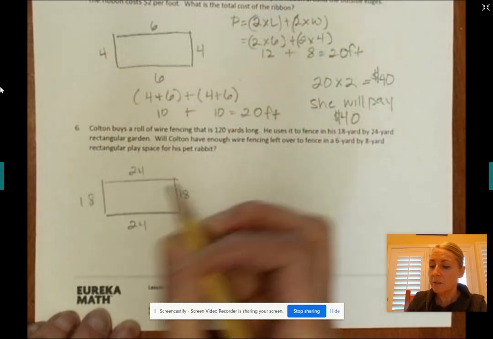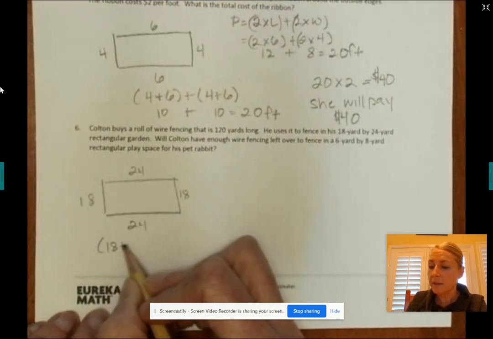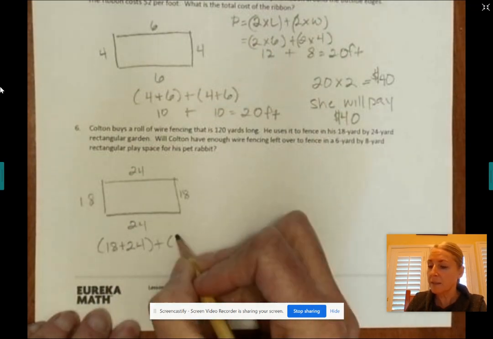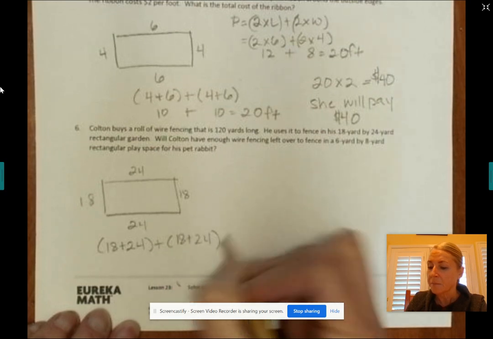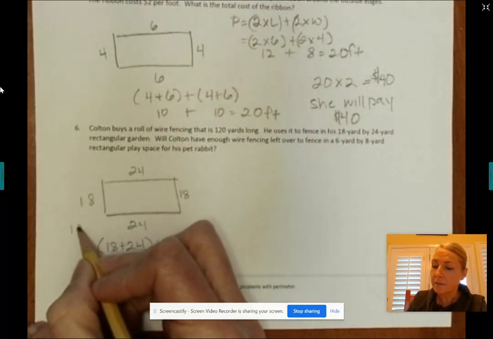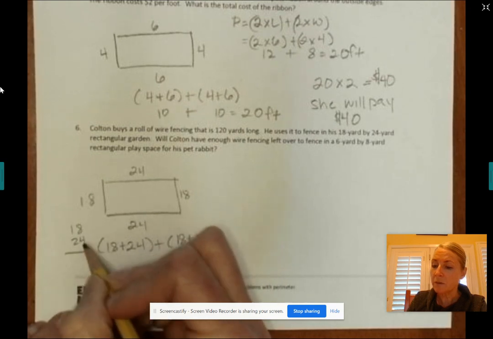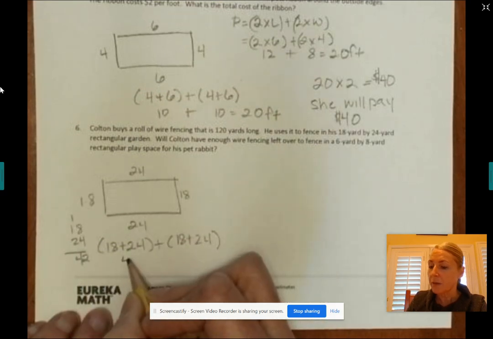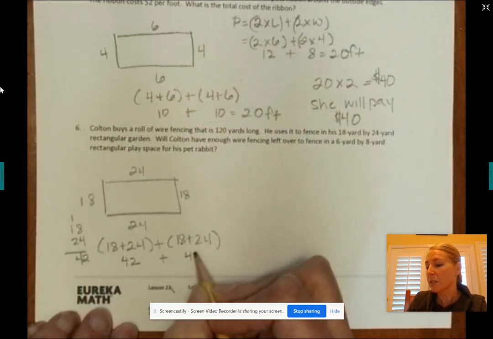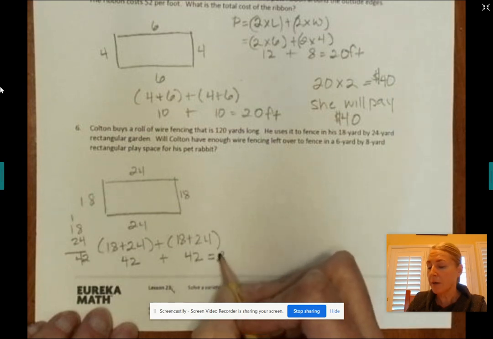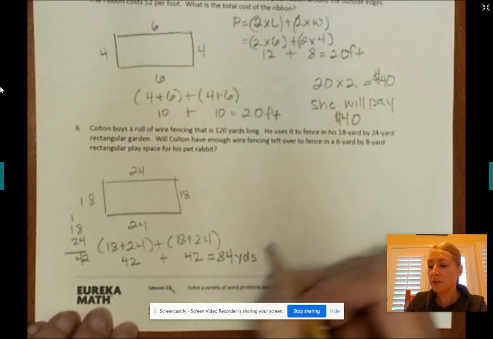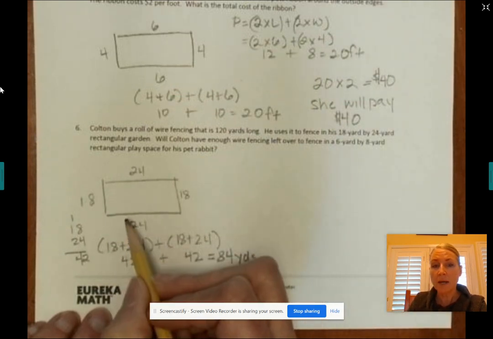And what we need to do is calculate this perimeter, right? So I'm going to add up all my side lengths. I'm going to keep it nice and organized as I go. And 18 plus 24, I smell some regroup in there, right? So I have 12, 1, 2, 3, 4, 42. Okay, so I have a 42 plus a 42, which equals an 84. Okay, so 84 yards is how much fencing he needs for this rectangular garden.